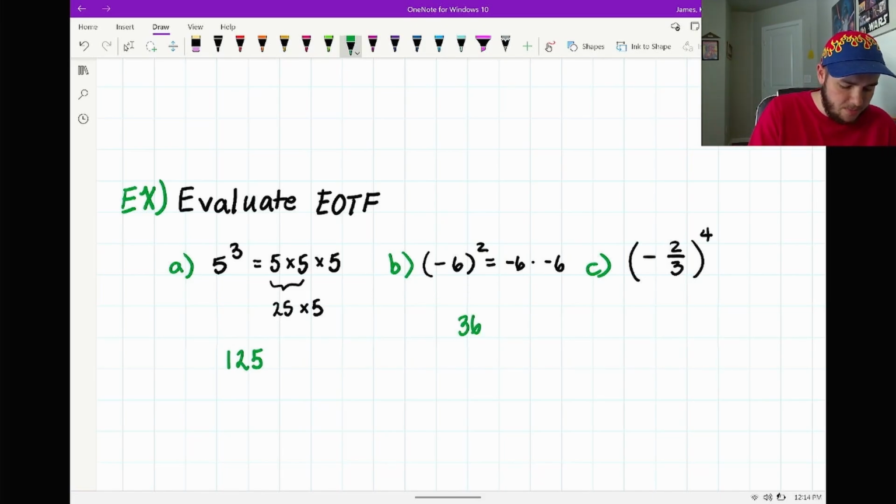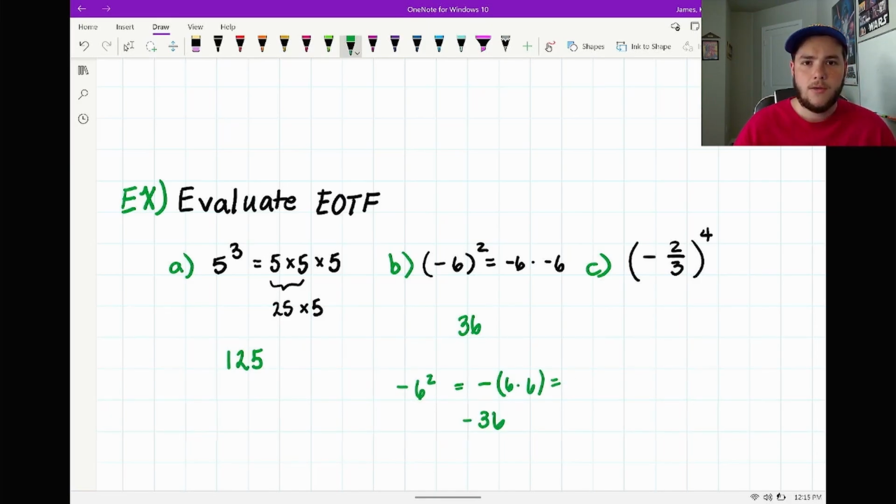This is not to be confused with -6². If I had -6², notice negative 6 isn't the number being squared. 6 is the number being squared. And I get negative 6 times 6, or negative 36. This is a note to be extra careful when dealing with parentheses.